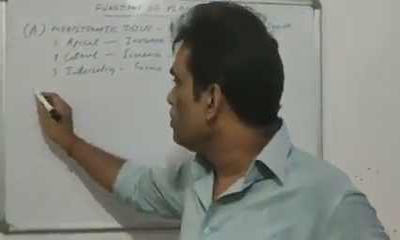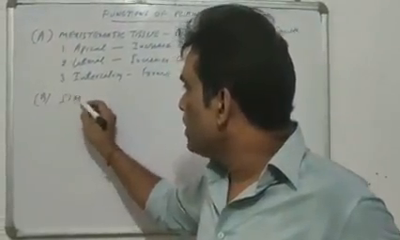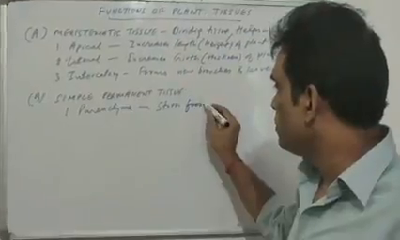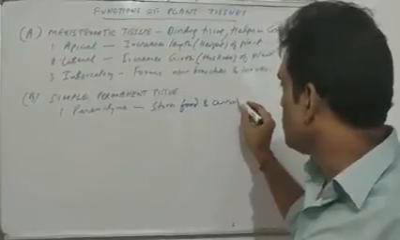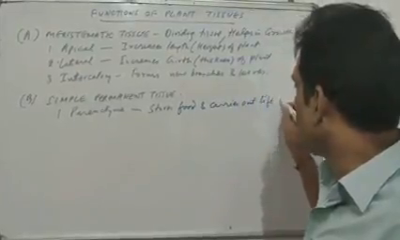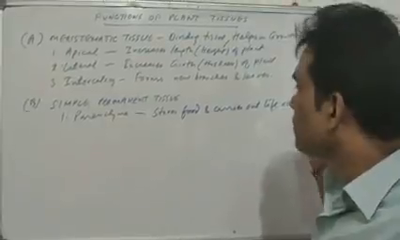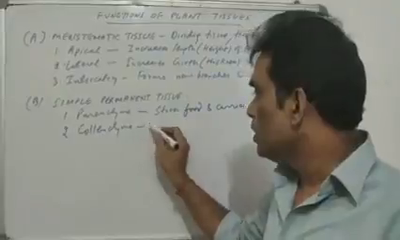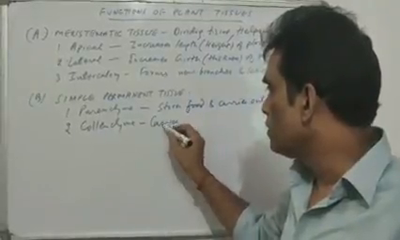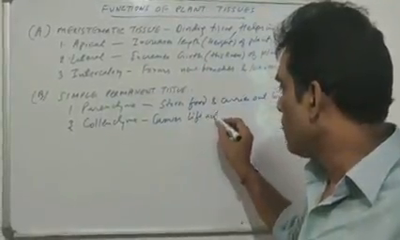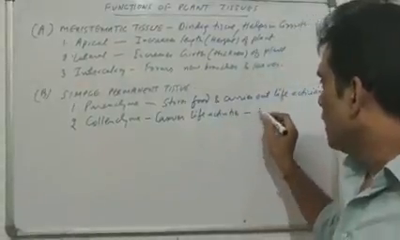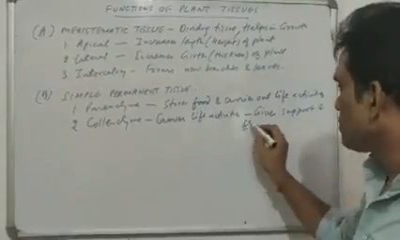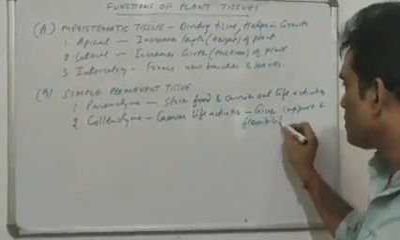Then we come to the simple permanent tissue. Parenchyma, permanent tissue, carries out life activities. The second one, collenchyma, it also carries out life activities and gives support and flexibility to plant parts.